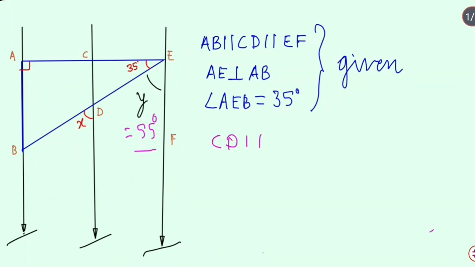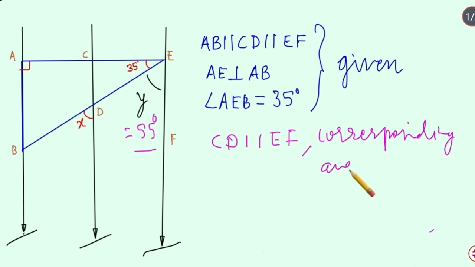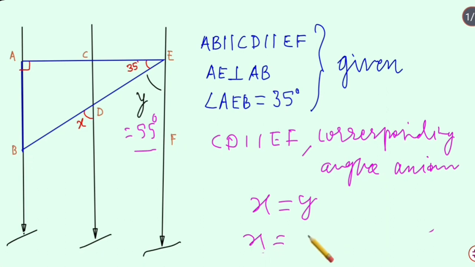CD is parallel to EF. So according to the corresponding angle axiom, angle X is equal to Y, so X is also equal to 55 degrees.